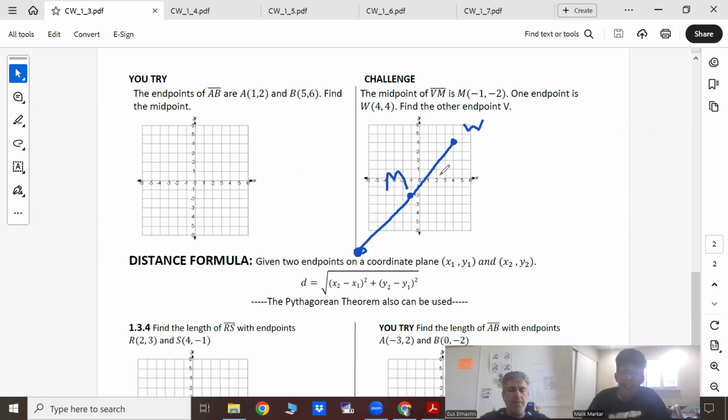Yeah, my apologies. So if you think about it, here's V. So 4 is 5 away from -1, so you have to go 5 away the other direction. I know I didn't do the scale. And then 4 is 6 higher than -2, so I have to go 6 below -2, so -8.